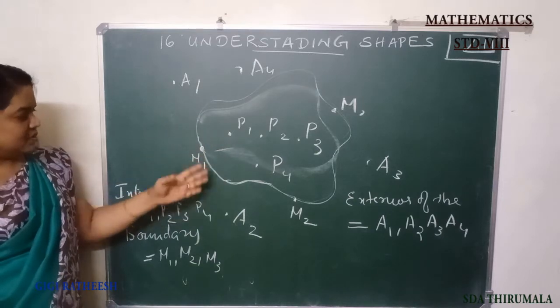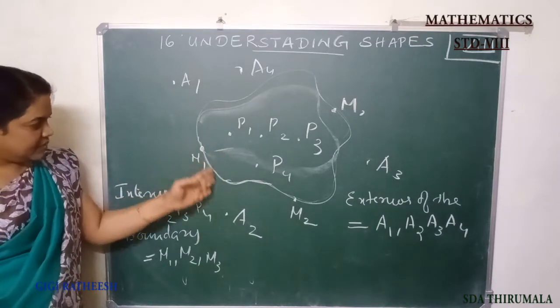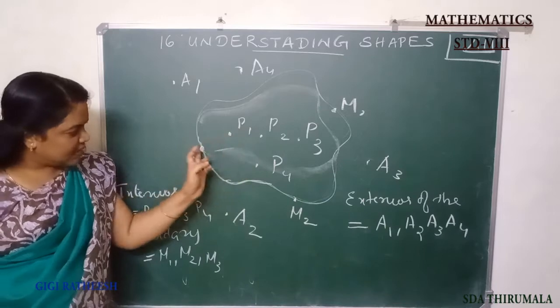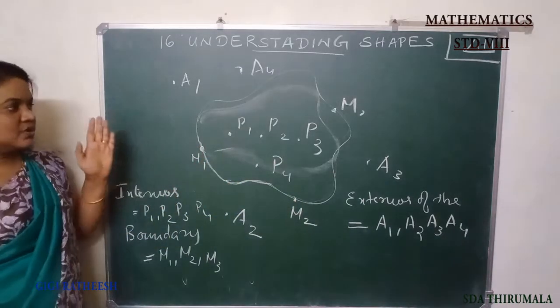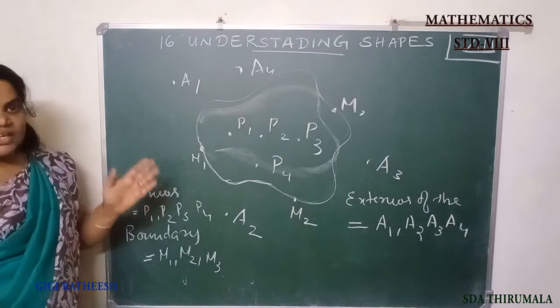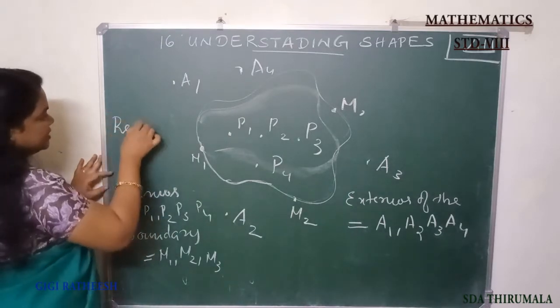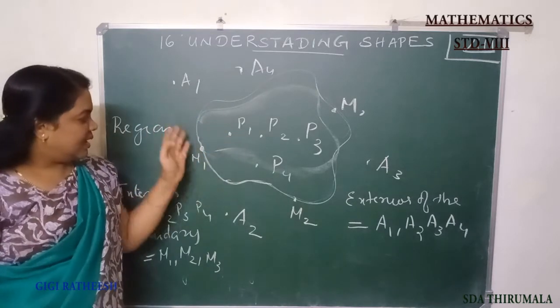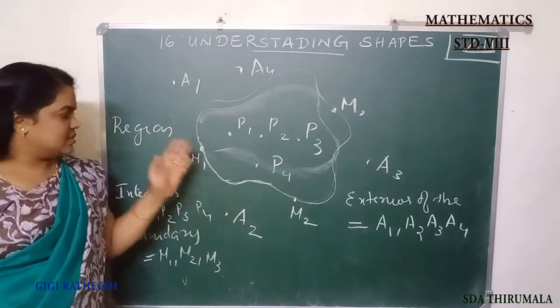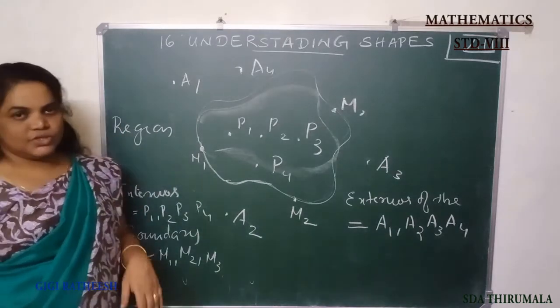and the boundary, together with the boundary, the interior portion together with the boundary is called the region of this closed curve. Region, R-E-G-I-O-N, region of the closed curve. The interior portion together with the boundary is called the region of this closed curve.